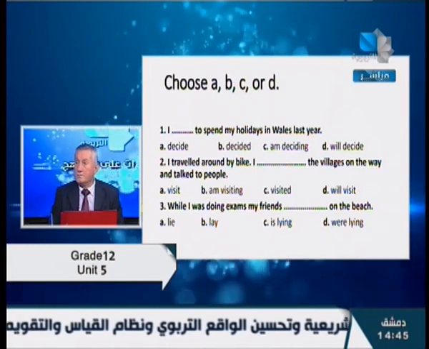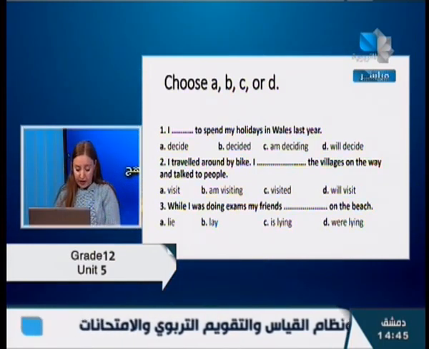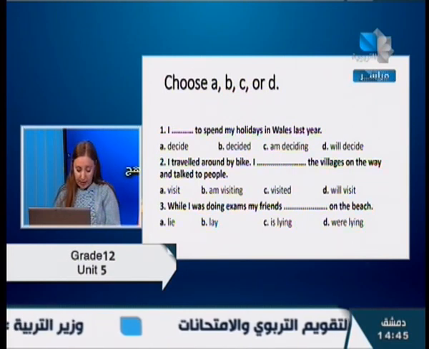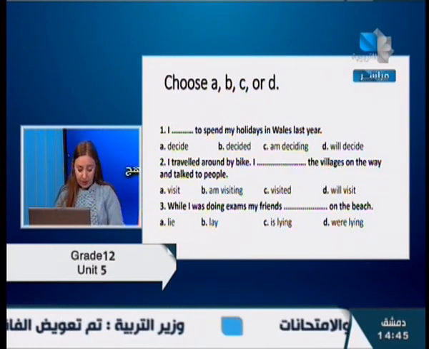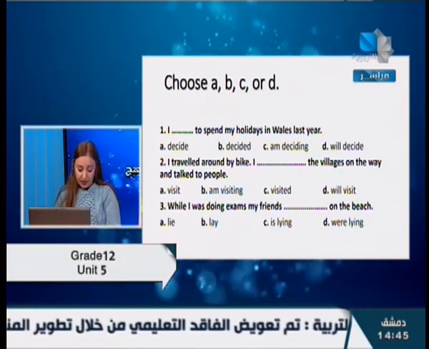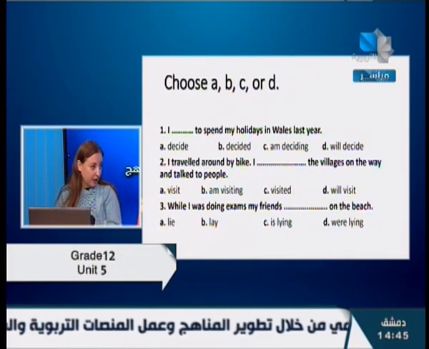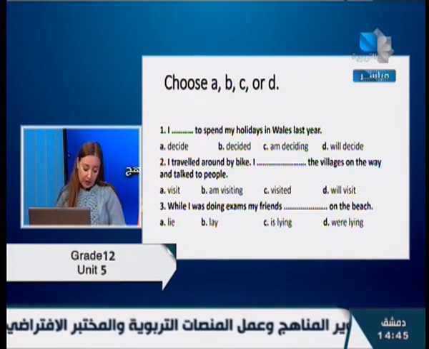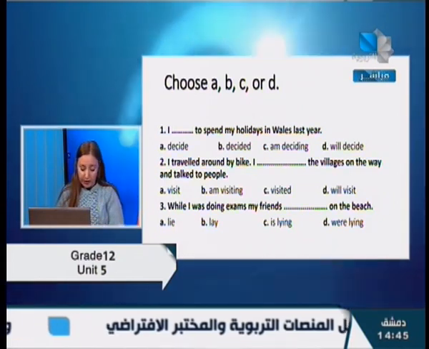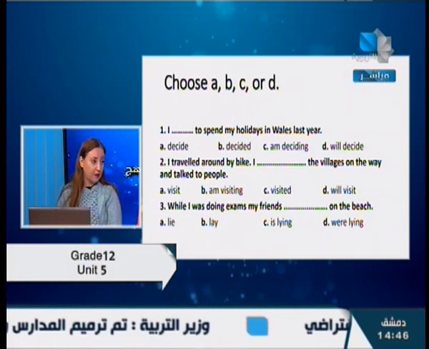Number 2. Okay. Number 2, I traveled around by bike. I, the villages on the way and talk to people. A, visit. B, I'm visiting. C, visited, or D, will visit. And if I eliminate all the options that can't go with this, I would end up with visited, as we have here consecutive actions.